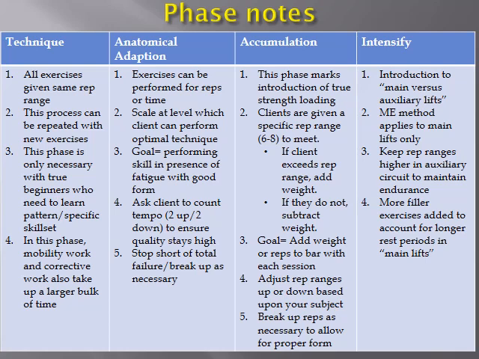Now, in our anatomical adaptation phase, we're performing our exercises for reps or time. Okay, so this is where you do your interval training. This is where you might put your fat loss clients, because again, the goal is to build a general base of fitness. And the more fit somebody is, that's also going to help with lower levels of body fat and just helping them to get in great aerobic shape. All right, so we're going to scale based upon what the client can do.